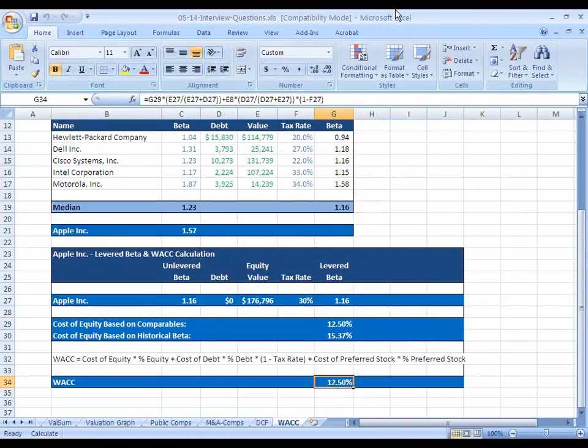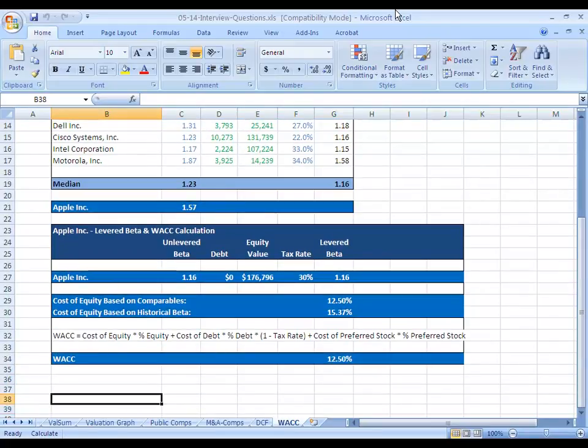In this video, you're going to learn about some of the most common investment banking interview questions on the topic of weighted average cost of capital, cost of equity, and beta. Probably the most common question you can get on this topic is just what is the formula for WACC and what is the formula for cost of equity?